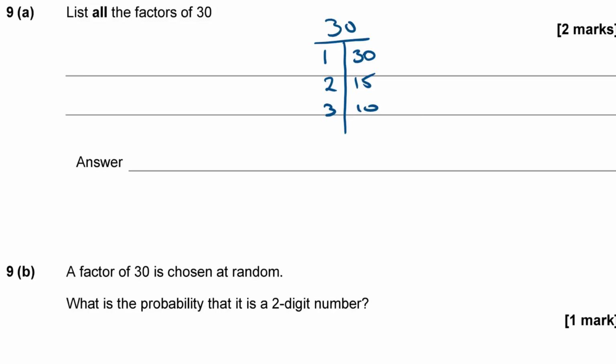Try 4. Does 4 divide 30? Nope. Try 5. Does 5 divide 30? Yes, it does. 5 times 6 is 30. Now you notice we've kind of met up with the numbers coming down the other end, so I'm pretty confident that we found all the pairs. So the factors are 1, 2, 3, 5, 6, 10, 15 and 30.